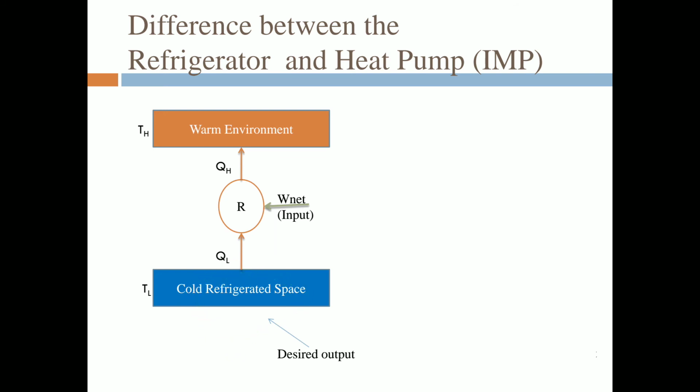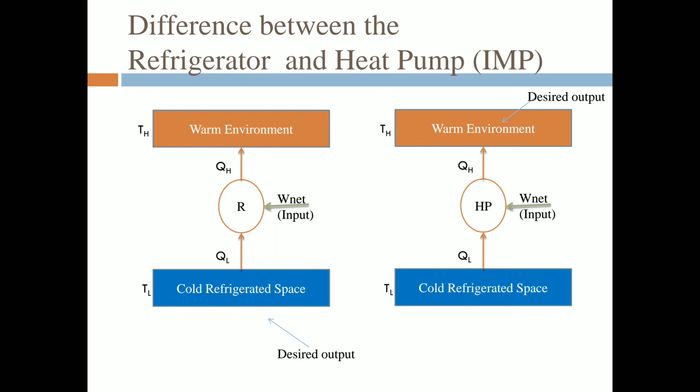Now we will take another figure. In this, it is known as a heat pump. But when you compare both the devices, most of the components are the same, or you can say the whole component set is the same, but the objectives are different. In the second figure, the desired output is different. Here in the refrigerator, the desired output is to get the refrigerating effect.